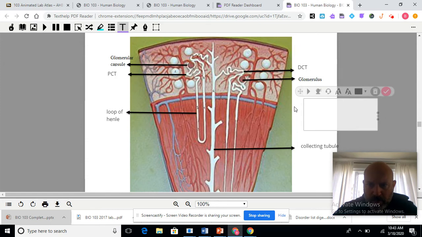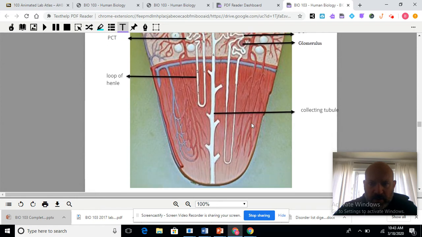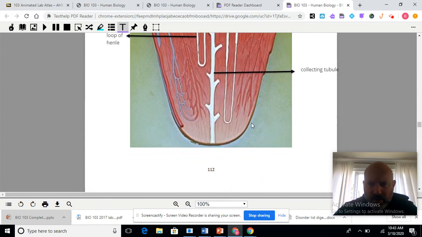Right. Sounds pretty good. Moving along. All right, let's go down to the next page.